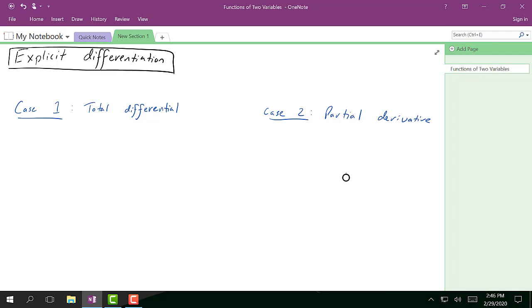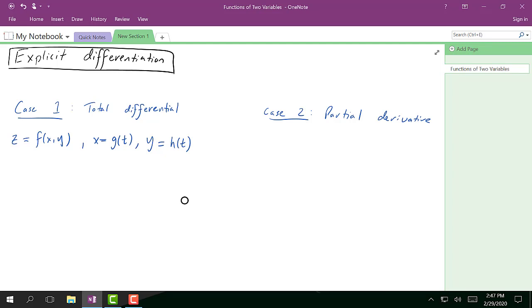Now we're going to look at the case where we have z as a function of x and y, where x is some function of another variable and y is a function of another variable. Let's pause and see what this means for a second. So z is a function of x and y. Those are the things that input. But x and y in turn are functions of another variable t.